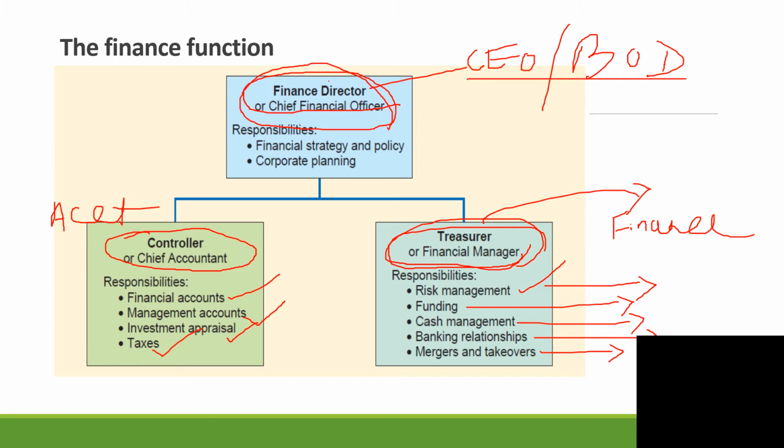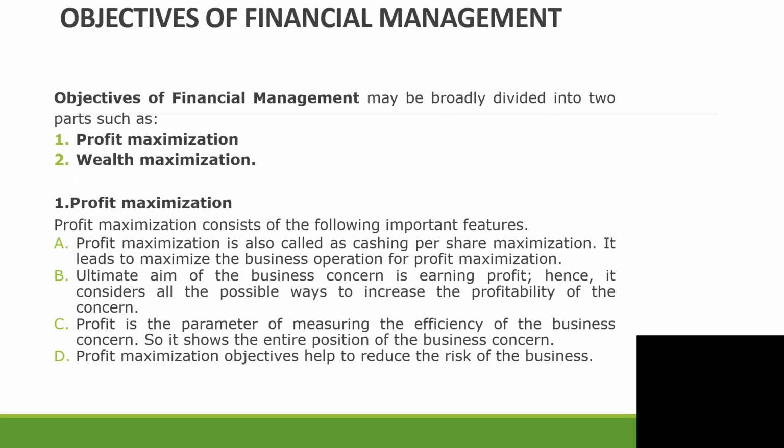So throughout the financial management subject, the treasurer is going to be the primary person responsible for undertaking decisions regarding how to select projects, how to select the sources of funding for the projects, managing cash, managing accounts receivable, etc. The primary objectives of financial management are profit maximization and wealth maximization.